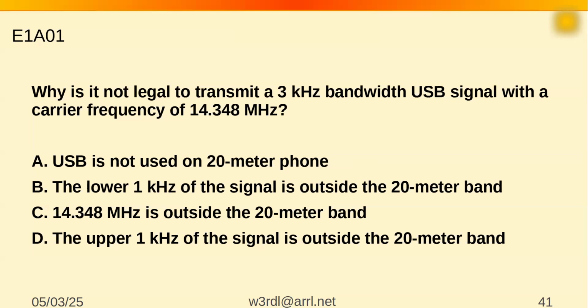Well, if it was up at the upper end, it's going to be outputting a 3 kilohertz tone, modulating at 50 hertz variation. Why is it not legal to transmit a 3 kilohertz bandwidth upper sideband signal with a carrier frequency of 14.348? So we don't care what kind of signal, it's just on upper sideband.